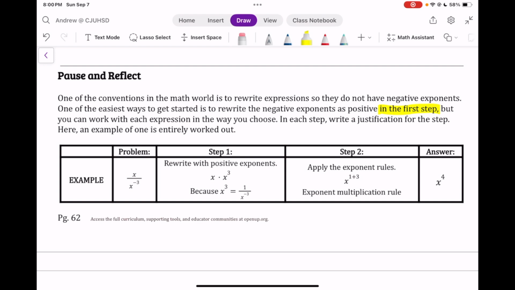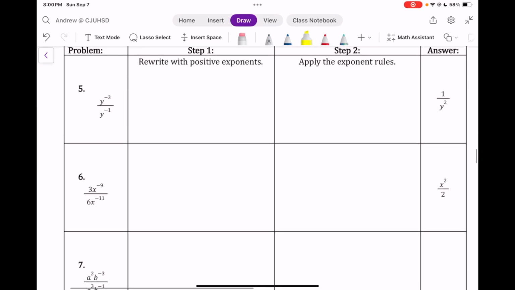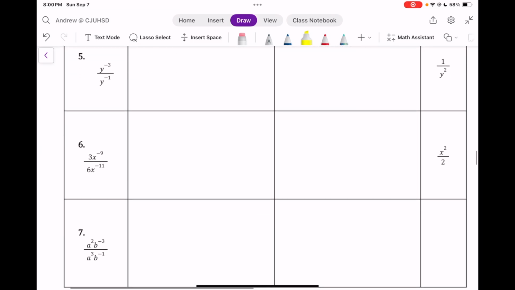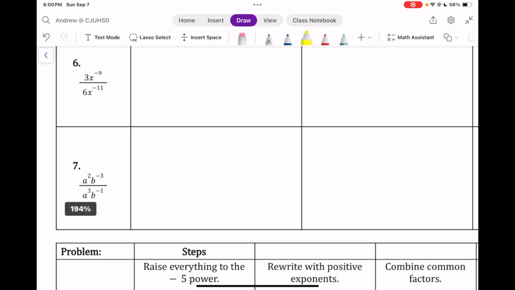So they took that -3 and they brought it up to the top to be +3. Then they did the exponent rule, and finally they wrote the answer. So that would be definitely a good way to attack a problem. So I'm not going to do all of these. This is a lot here, but let's do maybe number 7.